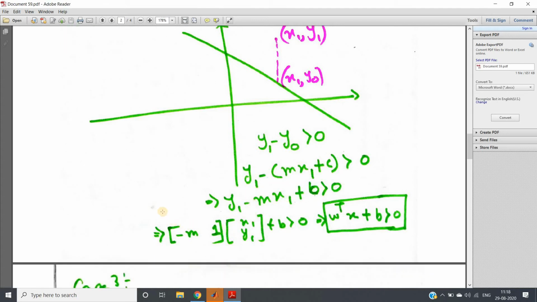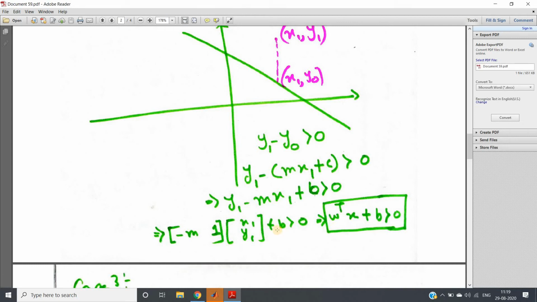Then similarly apply the same concept. So y1 minus mx1 we can write like this: the matrix minus m and 1 times the matrix x1, y1. If you do the matrix multiplication, you get minus mx1 plus y1, which is nothing but this term. So we can rewrite it like this, plus b greater than 0. Now what is this minus m, 1? That is nothing but omega transpose, because omega equals the column matrix minus m, 1, and this x is nothing but x1, y1, that is the x value for this data point.